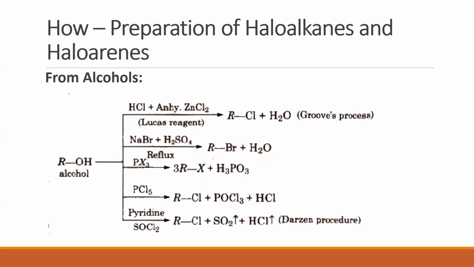The first method involves the starting compound alcohols. Alcohols have the general formula ROH as indicated here. Now, alcohols can be converted into haloalkanes through all these processes mentioned here. Let's take each process and understand what happens in each of these reactions.